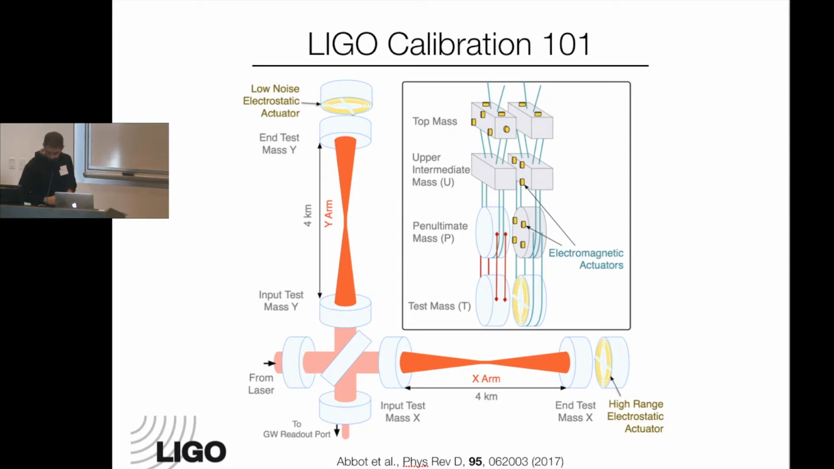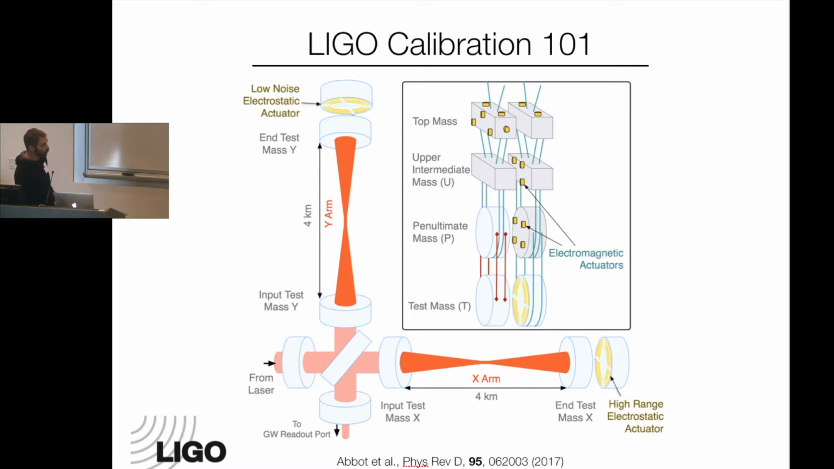Okay, so why don't we just dig into it? This is really the only diagram of instrumentation that I'm going to be showing, because I'm a data analyst, and that's just how things work. What I want to do is step through how a passing gravitational wave would actually impact the detector, and then how we would record that, because I think that will inform how we then calibrate it.